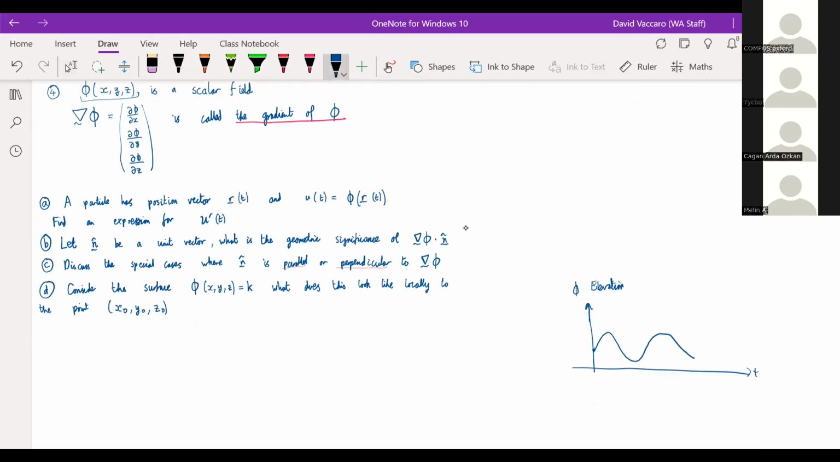Okay, so my position vector at time t is r(t), and my elevation is phi(r(t)). And then it says, find an expression for u'(t). Okay, so let's try and think between, at some new position t plus delta t.